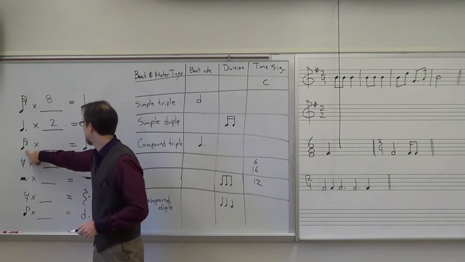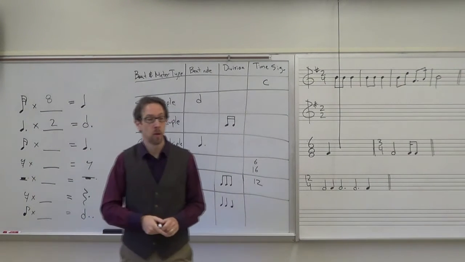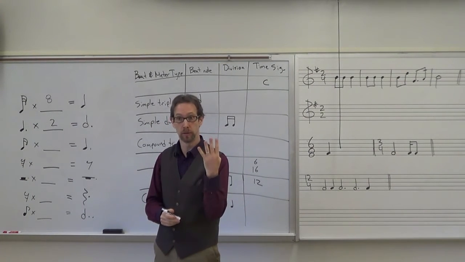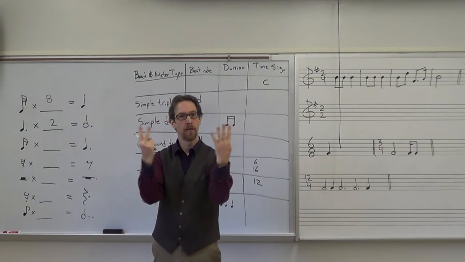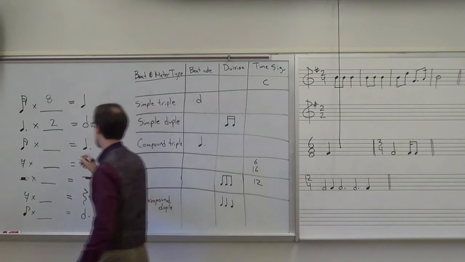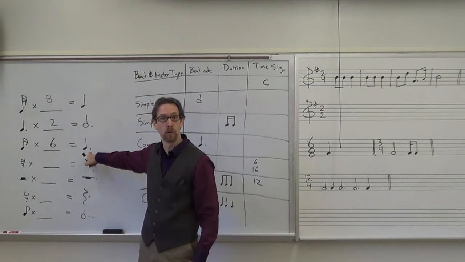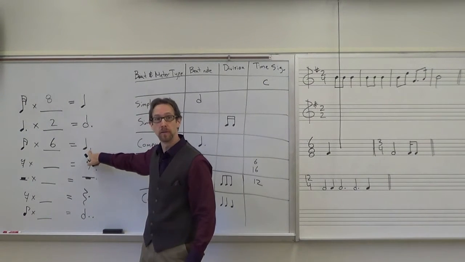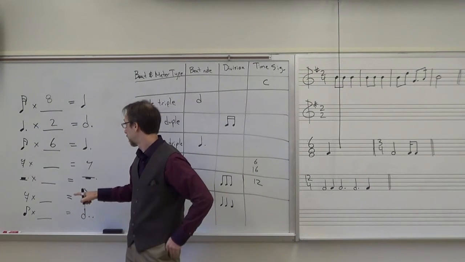Here, we have a 16th note. How many of those in a dotted 1/4? Well, we know that there's 4 in a regular 1/4 note. The dot is half of that, which would be 2. 4 plus 2, we get 6. Because this dot, when it's after a 1/4 note, represents an 8th note. So it's a 1/4 note plus an 8th note. There's 4 16ths in a 1/4 note, 2 16th notes in an 8th note. Therefore, our answer is 6.